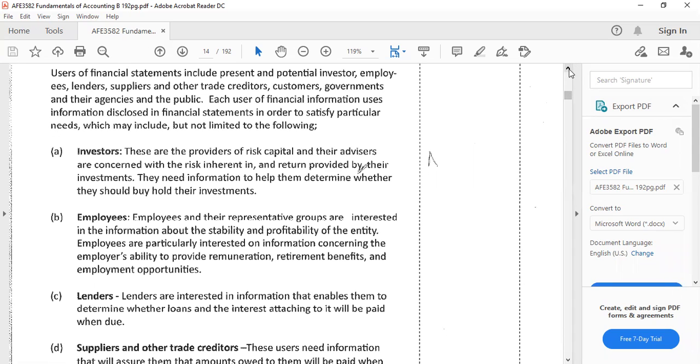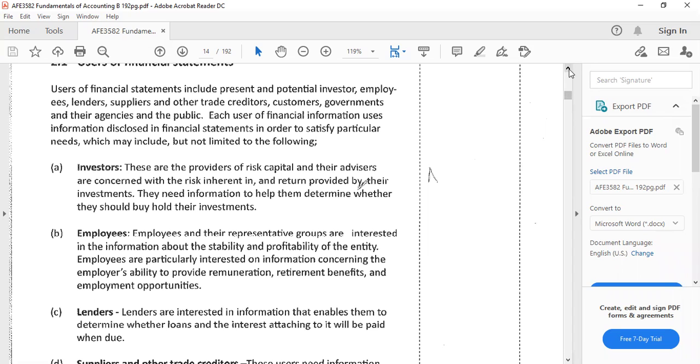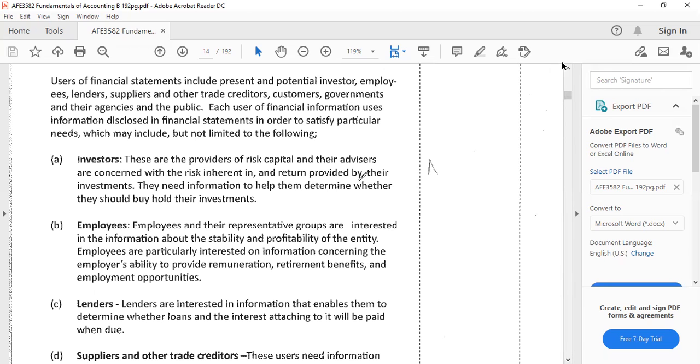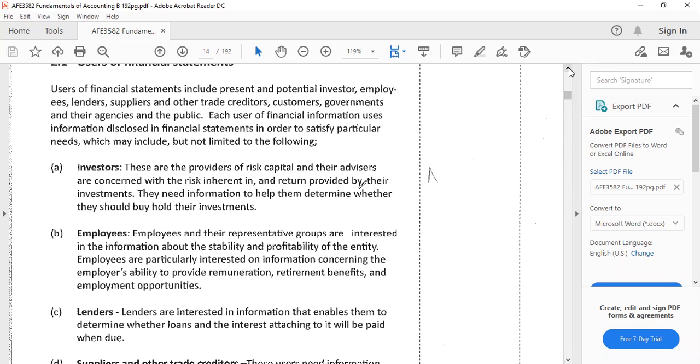We go to employees. Now, before we move on to the rest of the users, you should be able to determine the difference between internal users and external users. Internal users are people that are within the business, people that are interested in the financial statements of the business, but they are within the business. They work for the business.